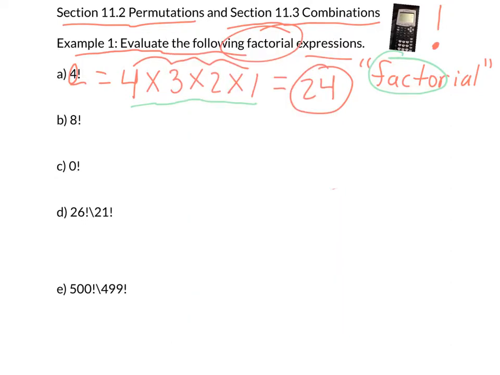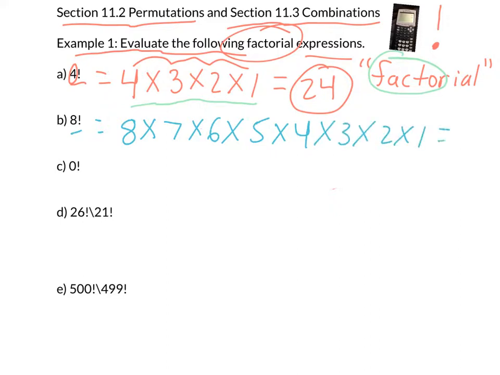So either way you do it, longhand or calculator way, you do get 24, final answer. Looking at B. B wants us to now do 8 factorial. So what does that mean? It means to start at the number before the exclamation point, which is of course 8, and to always multiply every counting number below that down to 1. So that would be 8 times 7 times 6 times 5 times 4 times 3 times 2 times 1.